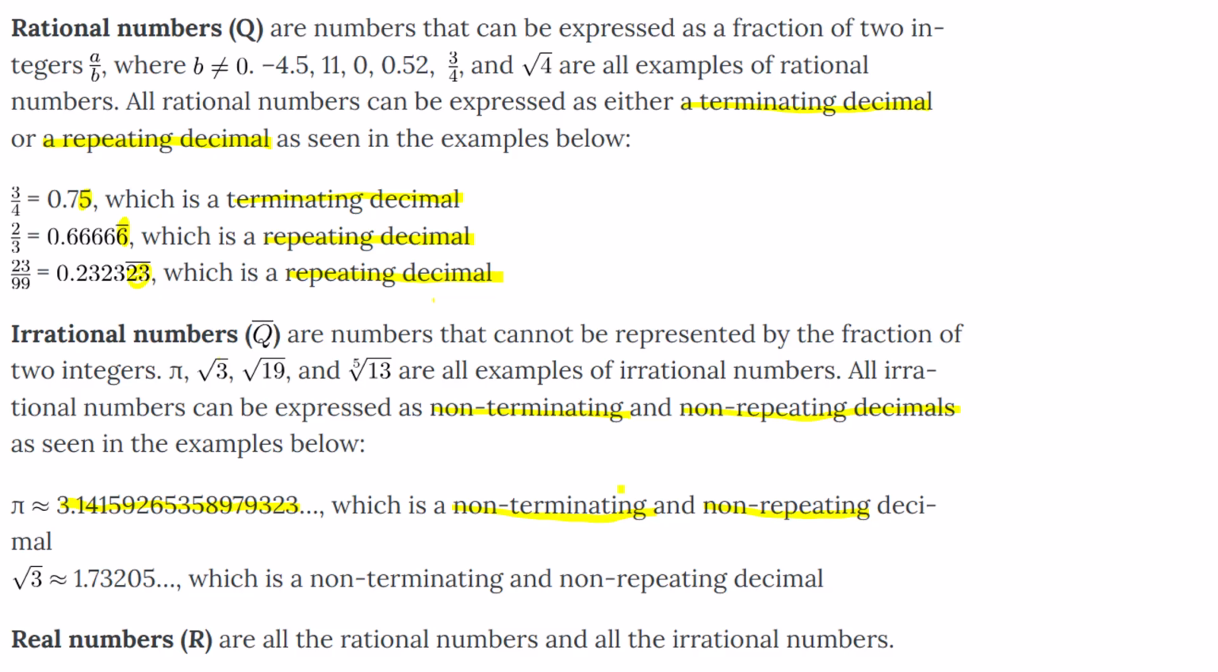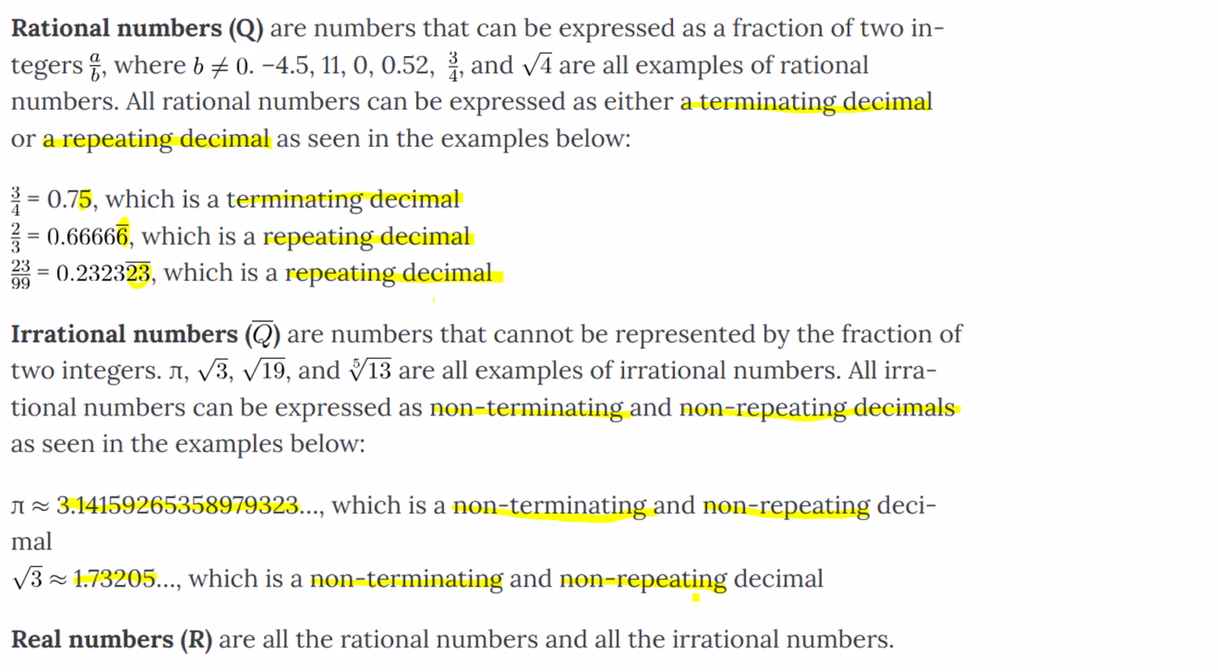Another irrational number would be the square root of 3, which is approximately 1.73205. And you'll notice with that decimal, it doesn't end, it goes on forever, and it doesn't repeat. So because it's non-terminating and non-repeating, it's considered to be irrational.